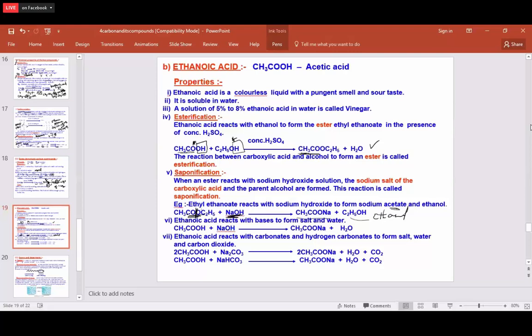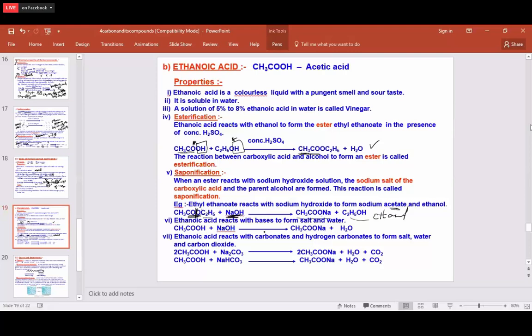So again I'm saying, the bond between CH3 and C2H5 will be breaking in between the two oxygen atoms. So the ONa will be attached with this CO group and it forms the sodium salt of the carboxylic acid, and the ethanol will be forming. The alcohol is the other product.